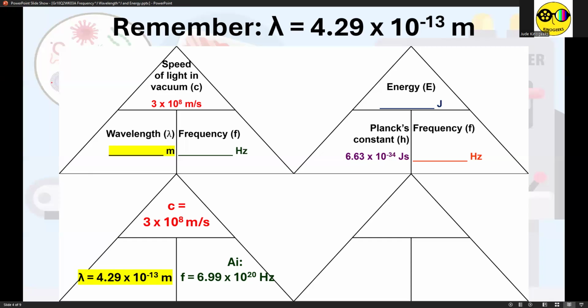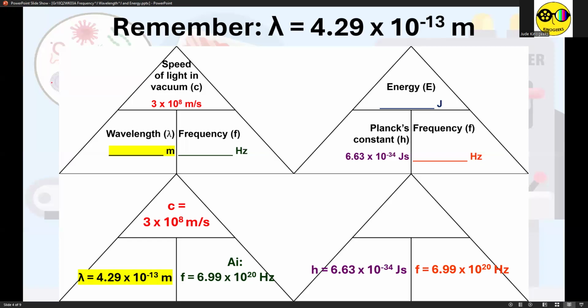All right? So next, we have to look for the energy. Now notice that of the two pyramids, of all the letters in the pyramids, only frequency is the one that is common or repeated among them. So therefore, the calculated frequency that we have on the first pyramid will be directly copied to the second pyramid. And this is also the time that I will explicitly write the Planck's constant, which is 6.63 times 10 raised to negative 34 joule second.